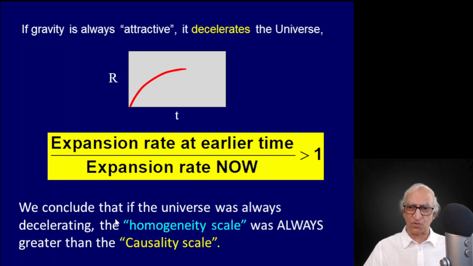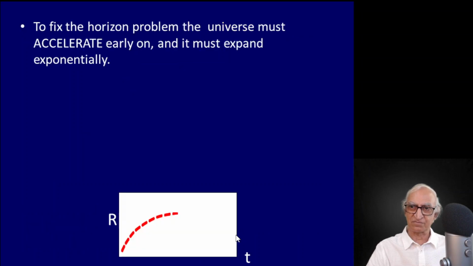So we conclude that if the universe was always decelerating, if gravity was always attractive from the time the universe was born, then the homogeneity scale was always greater than the causality scale. So the problem remains all the way back to the beginning of the universe. So this is the dilemma.